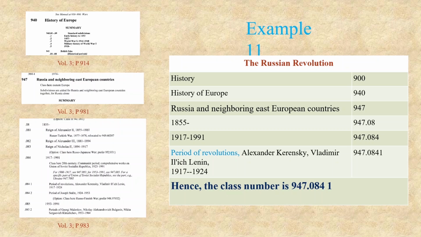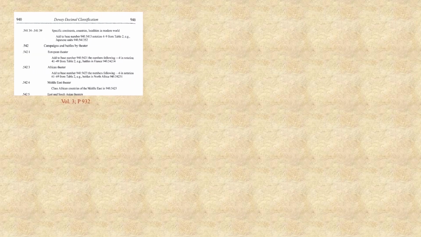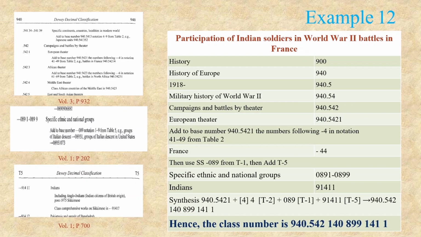Dear learner, in the previous examples, you have learned how to construct or assign the class number, particularly for historical documents. Now see another example to understand the class 940, that is participation of Indian soldiers in World War II battles in France. As per the DDC 23rd edition, consider the following classification approach.